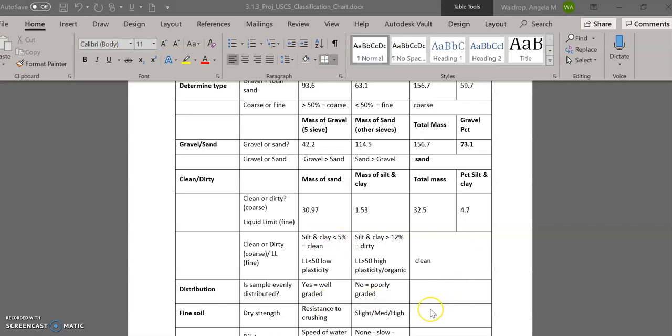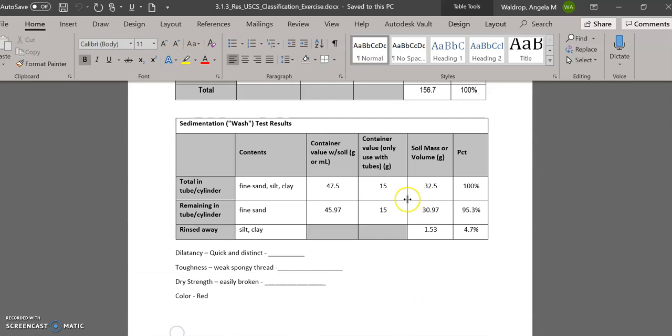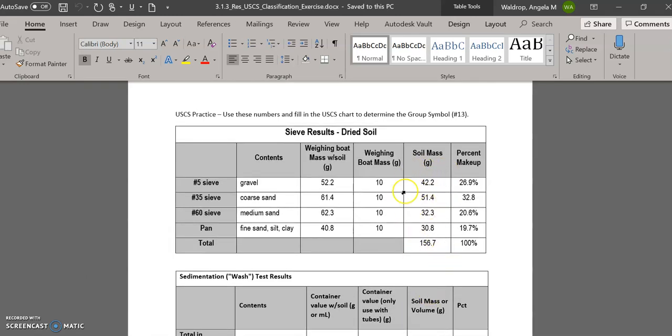For the next row, we need to look at the distribution of the sample through the sieve test. So scroll back up here. We'll look at these numbers. Okay. We see how close these are together. My recommendation is take the highest and the lowest. So we have 30.8 and we have 51.4. And if they are within 10% of the total, then we can say that it is well graded.